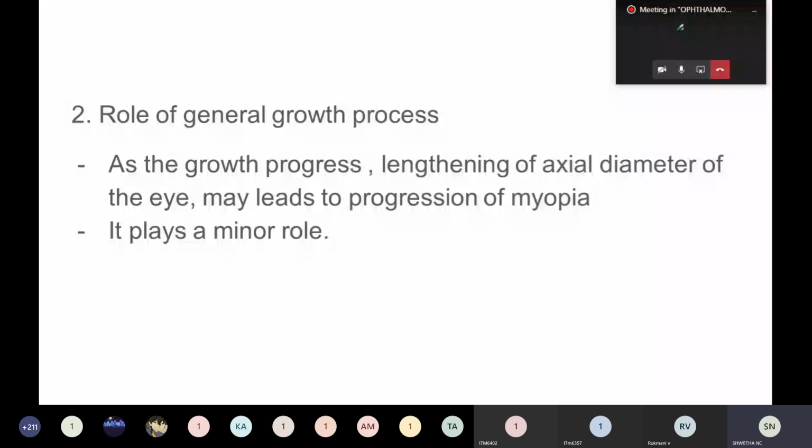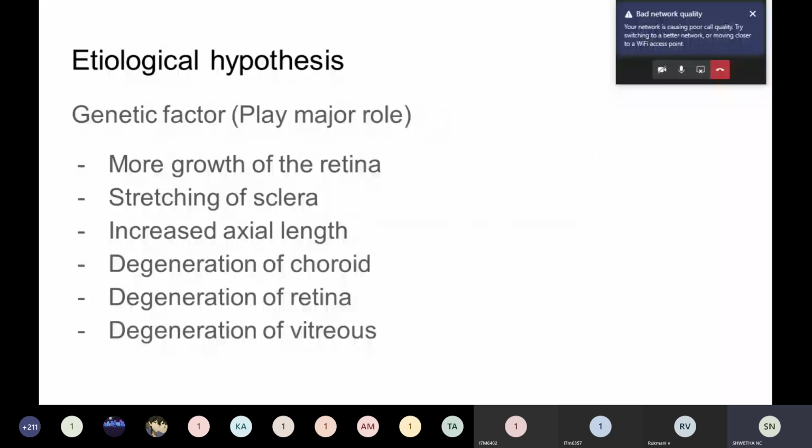Two important factors for the development of myopia: the genetic factors play an important major role. There is a stretching of the sclera. The same process you see in the growth factor also, because as the body grows, the eyeball size also increases. There is more growth of the eyeball.